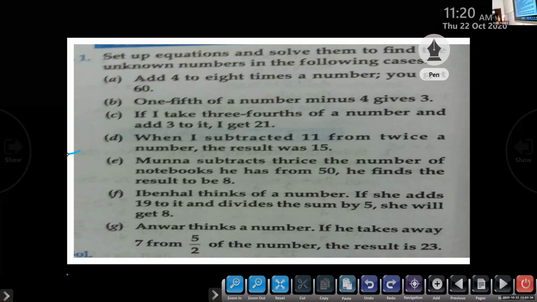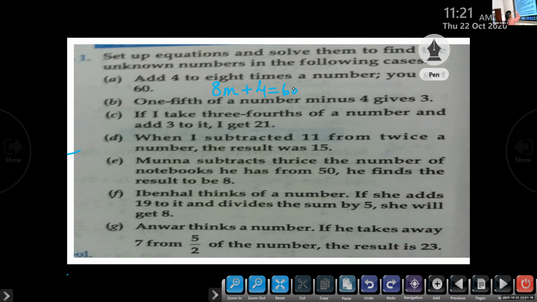First question, add 4 to 8 times a number and you get 60. Can you frame an equation? 8z plus 4 equals 60. I'll give you the number m. M is the letter for the number. 8m plus 4 equals 60. Okay, very good. Write down the equation. Later we'll solve it.